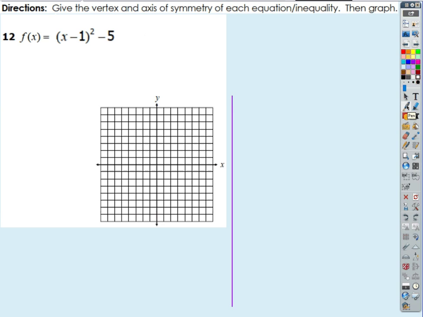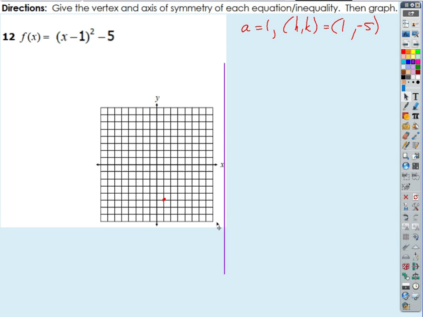So this is in vertex form, right? What are the values of A, H, and K? A is 1. And what about H and K? H is 1. K is... Well, look, that tells us the vertex right there, doesn't it? Right, so the vertex is at 1, -5. So it's right there, which means that the line of symmetry goes through that vertex, right? So we know it's going to be symmetrical about that point.